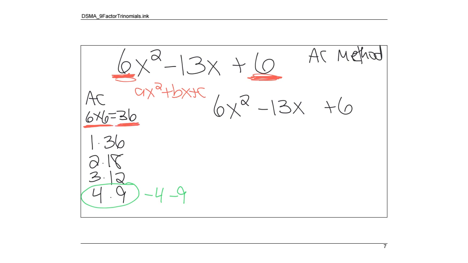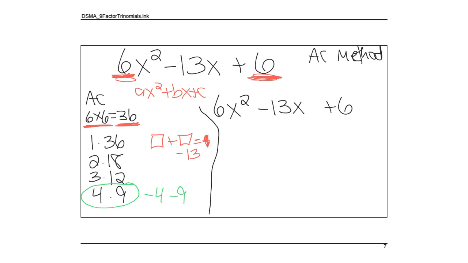And then I'm going to come down here and find all the factors of 36. So I have 1 times 36, 2 times 18, 3 times 12, and 4 times 9. And we need these factors to sum to negative 13. We already know they multiply to give me 36, but we need them, when we add them together, to get negative 13.